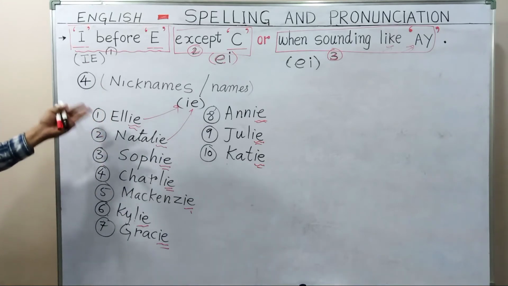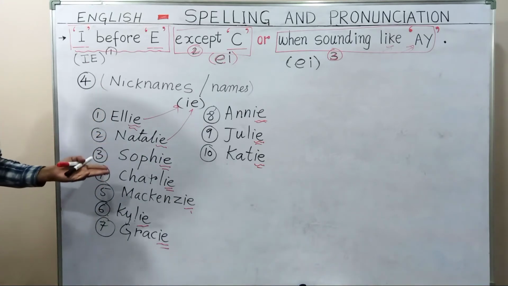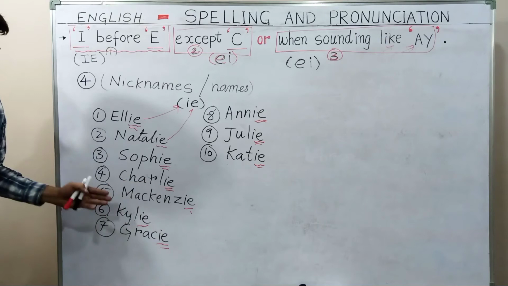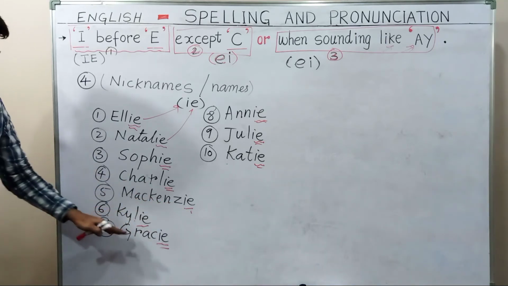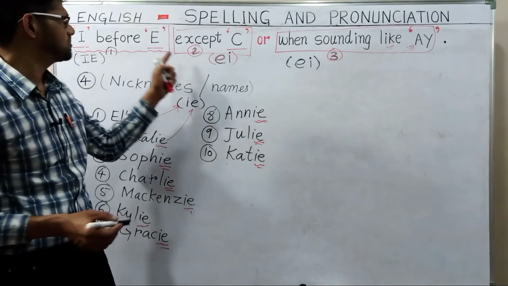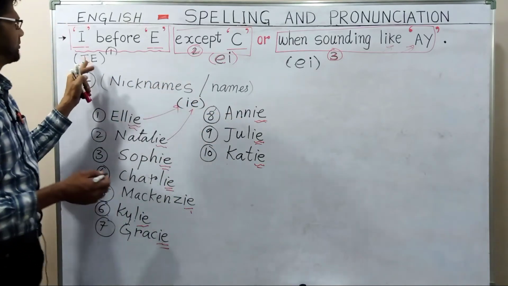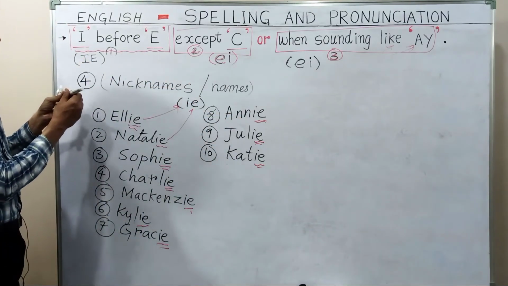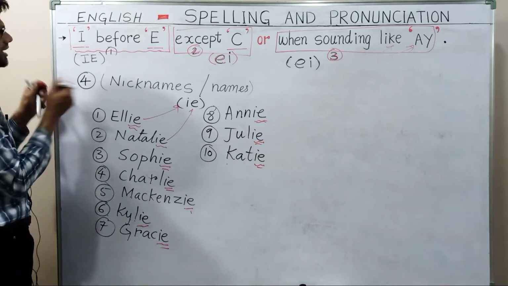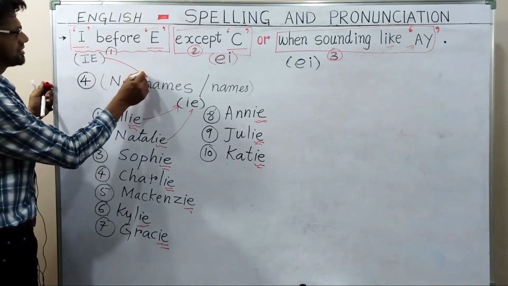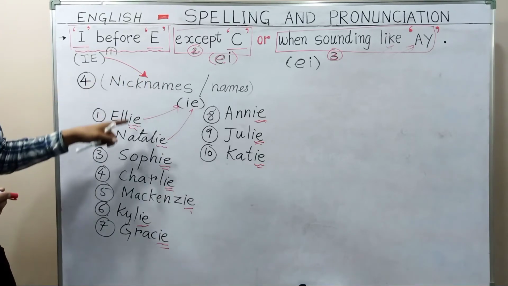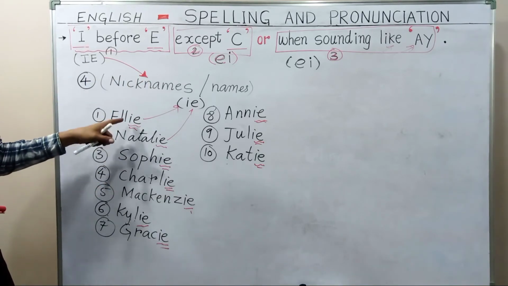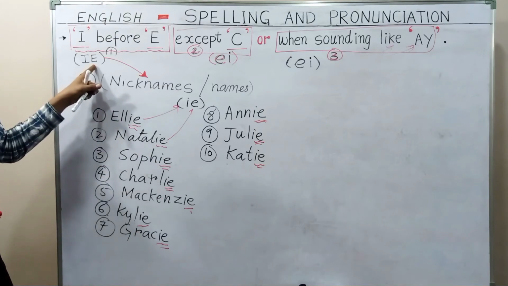So we have many examples. Ellen, Natalie, Sophie, Charlie, last two letters IE. Mackenzie, last two letters IE. Kylie, last two letters IE. Gracie, last two letters IE. So this pattern I and E will be followed with nicknames. These names follow this pattern, I and E.